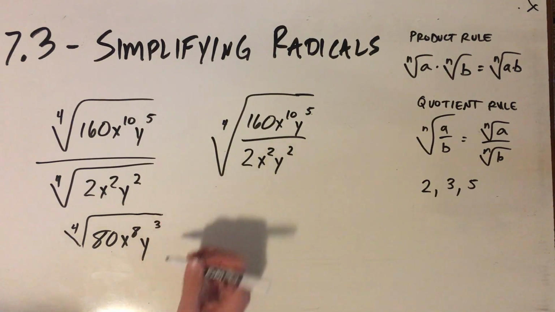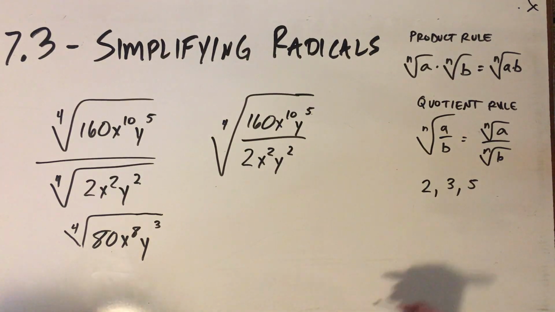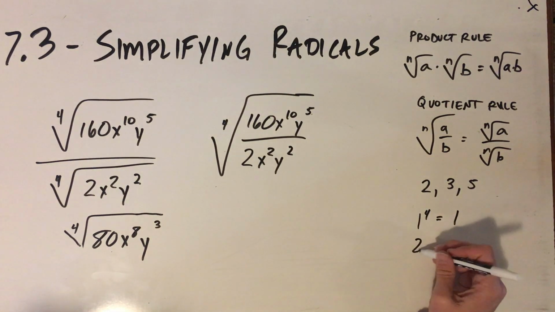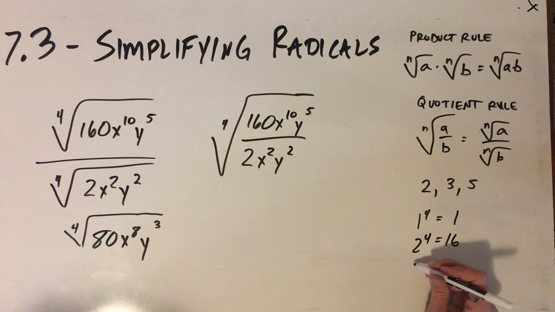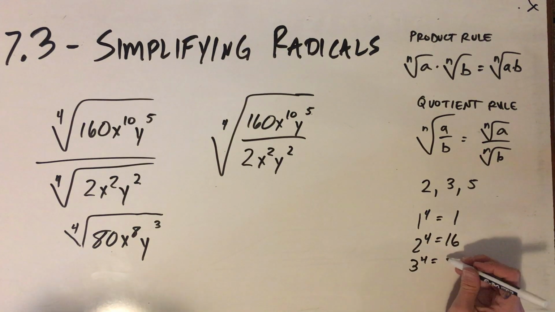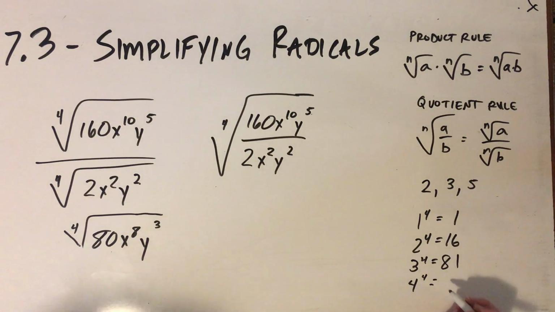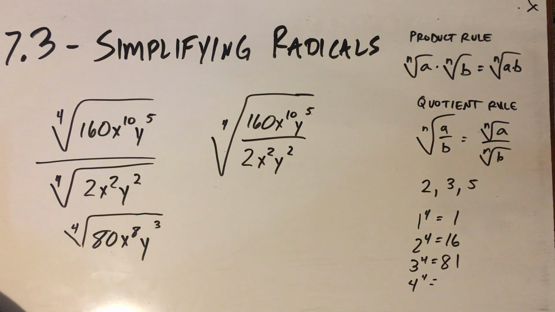So 80 is not a perfect 4th that I recognize. So 1 to the 4th power is 1, 2 to the 4th power is 16, 3 to the 4th power is 81, and 4 to the 4th power, I don't know, some big number. Can't think of it right now. Well, that's going to be 16 times 16, or 64 times 4, which is going to give you 256, excuse me, is 256.